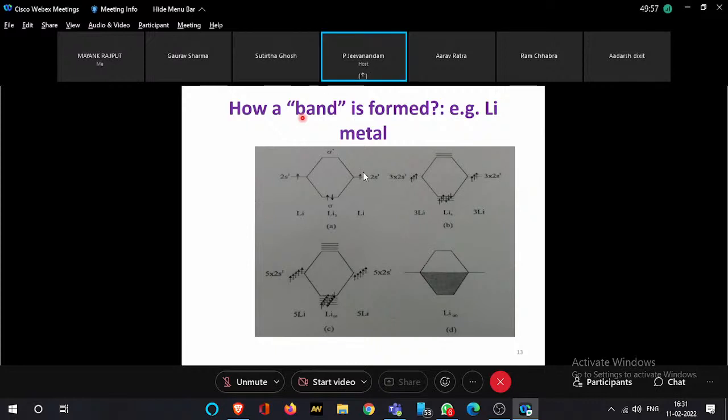I can give you some examples. Can you give an example of an insulator solid? Bakelite.